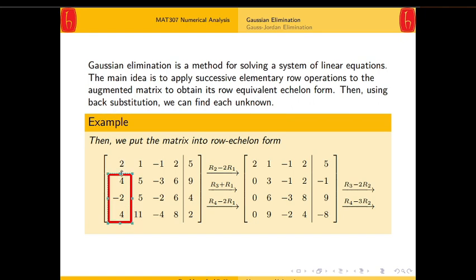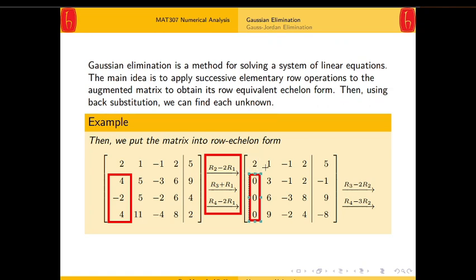So how can we do this? We can multiply the first row by 2 and then subtract from the second row. And we can add the first row to the third row. And also, we can multiply the first row by 2 and then subtract from the last row. They are listed here. And when we do that, we will have zeros below the leading entry of the first row.